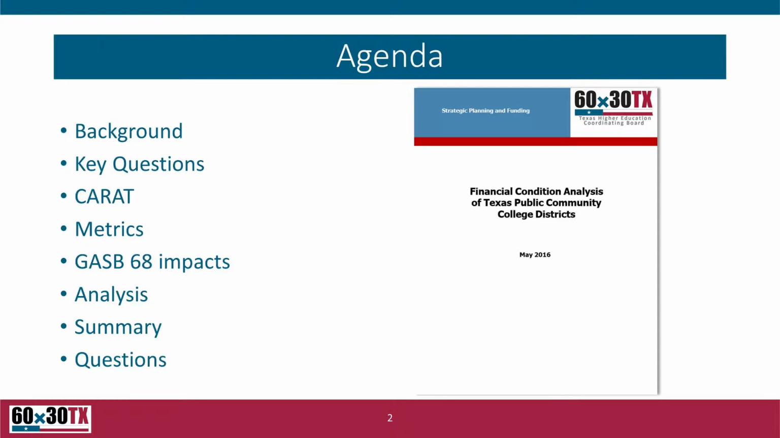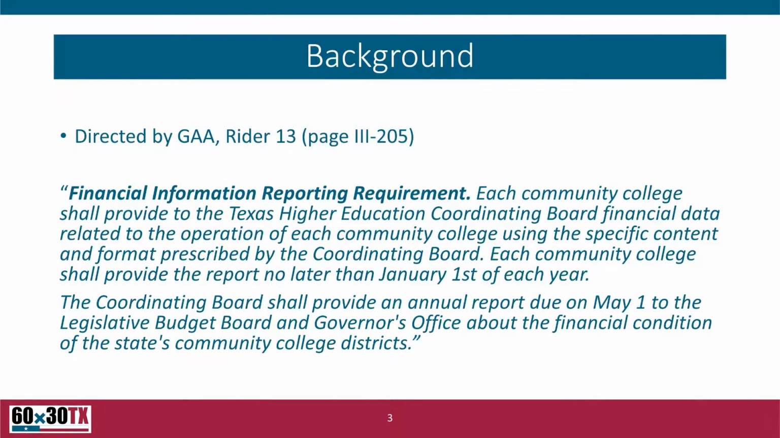First of all, we're going to talk about a little bit of background on the CARAT and the financial condition report. Look at some of the key questions we intend to answer with the report, the CARAT system itself, some of the metrics, and then GASB 68, which for those of you that are familiar with that, had a significant impact on the institutions, perhaps not on an operational day-to-day basis, but definitely on a financial reporting and analysis, and we'll be able to show you graphically how that played out. And then we'll show you an analysis of some of the key factors, and then summarize and take questions. However, if you have any questions at any time during the presentation, don't hesitate to ask.